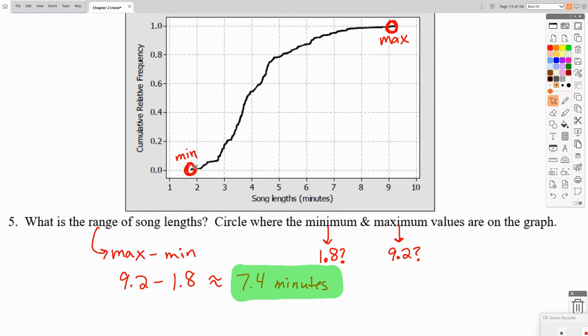And then I want to see, where does this thing finally plateau? Where does it finally end? That would be the maximum value, when it gets to the 100th percentile. Again, I estimated maybe 9.2. So I subtracted max minus min, and I thought it's going to be around 7.4. As long as you're close-ish, you would get the full credit.